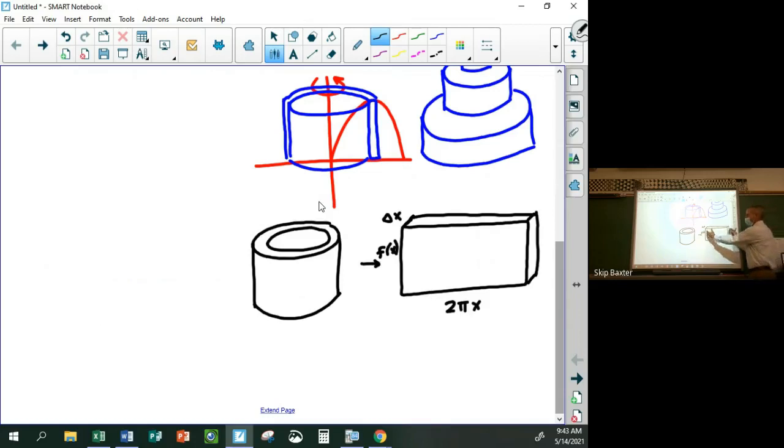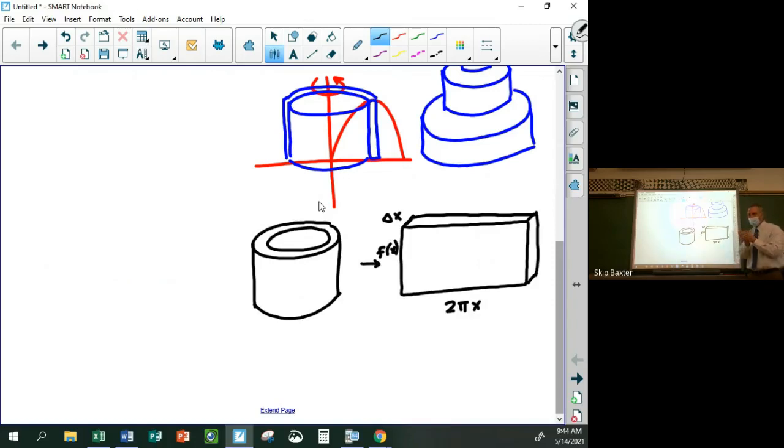So the volume of material in this rectangle is length times width times height, which is 2 pi x f of x dx, right? Well, if the volume in this rectangular prism is 2 pi x f of x dx, then the volume in this little shell is also 2 pi x f of x dx, right? And if you take thinner and thinner and thinner shells, that's what integration is. It's like taking a summation and just taking infinitely many of them. So it's the same process that we did when we did Riemann sums.